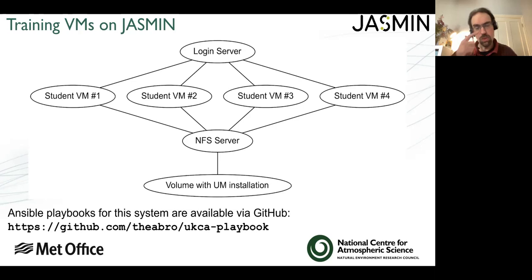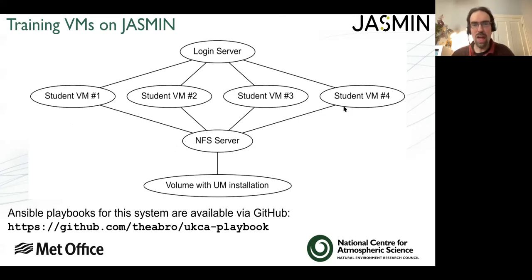What I ended up doing was faking running on this unmanaged cloud. I had a login server, which has the public facing IP address. And then I made 20 virtual machines with private IP addresses that were accessible from the login server. I then had an NFS server, which mounted this volume where I'd installed the UM, put all the tutorial documentation, everything like that.